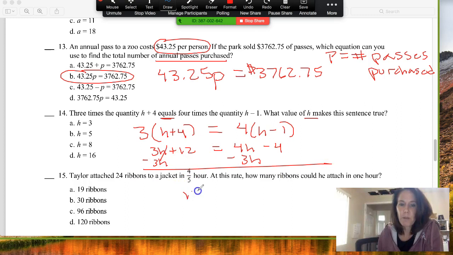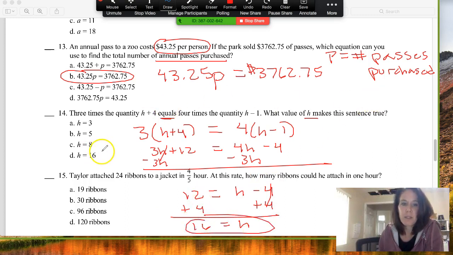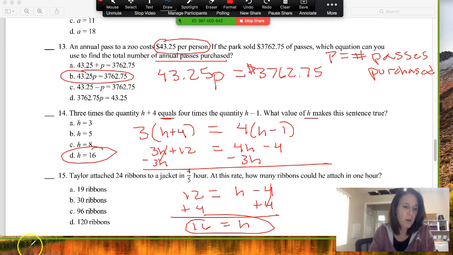Bring down the 12, bring down the equals. 4 h's minus 3 h's is 1h. So 1h minus 4. Now I want h by itself, so I get rid of this. Add 4 to both sides. And I'm going to end up with h equals 16. That is what makes this sentence true. It's D.